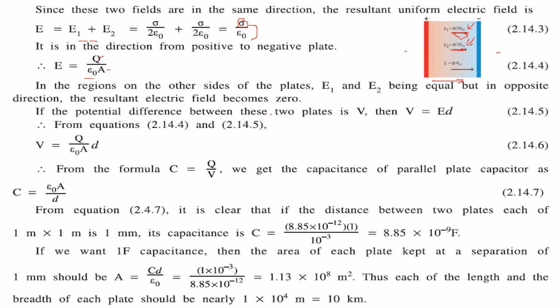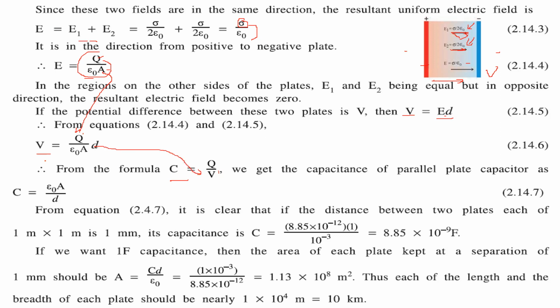If the potential difference between these two plates is V, we know that V will be equal to E into D, where D is the separation and E is the electric field. From this equation, we can write V as E into D, with E as Q by epsilon naught A, so V is Q D by epsilon naught A. And we also know that the capacitance C is Q by V. So we get the capacitance of a parallel plate capacitor as what? Just put this V here now.